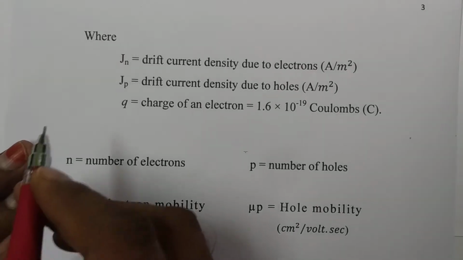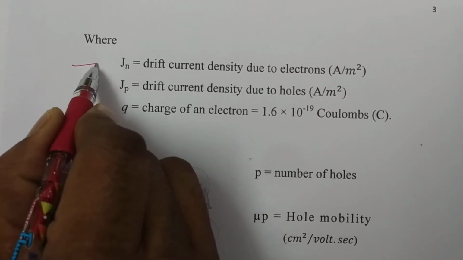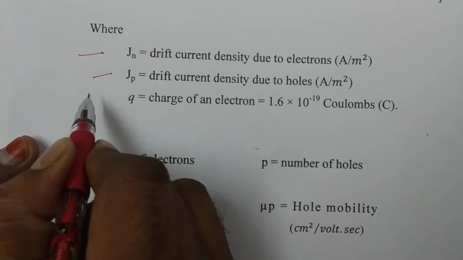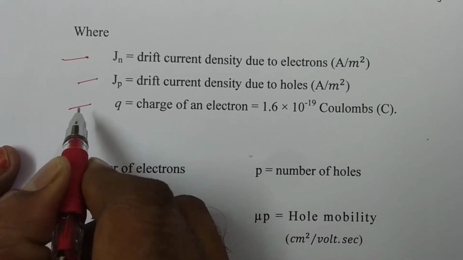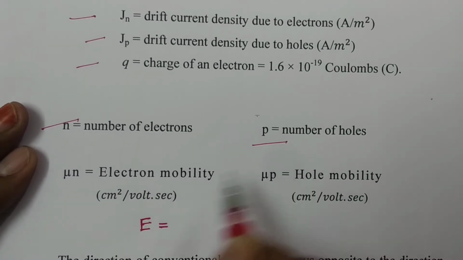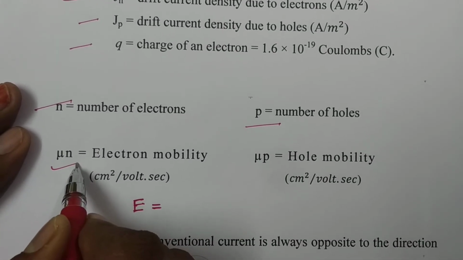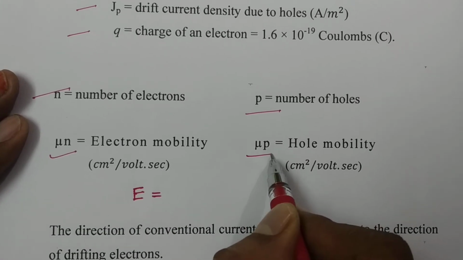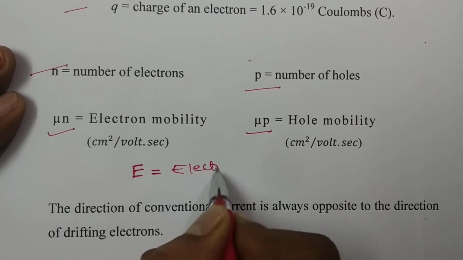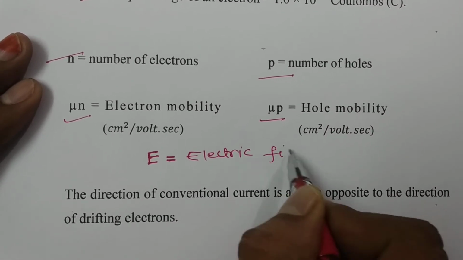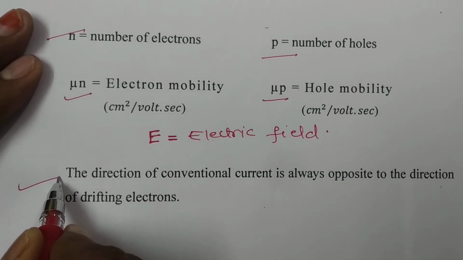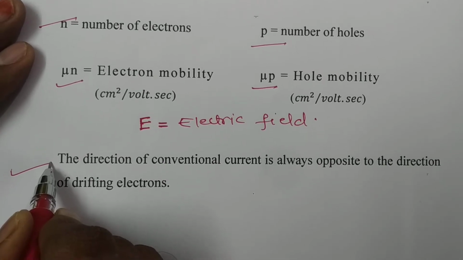where Jn is the drift current density due to electrons, Jp the drift current density due to holes, q the charge of an electron, n the number of electrons, p the number of holes, μn the electron mobility, μp the hole mobility, and E the applied electric field. The direction of conventional current is always opposite to the direction of drifting electrons.